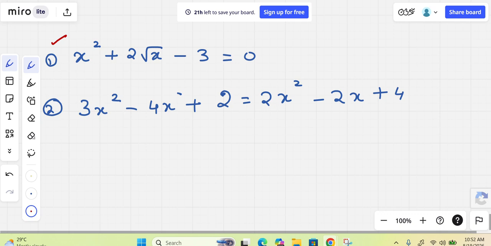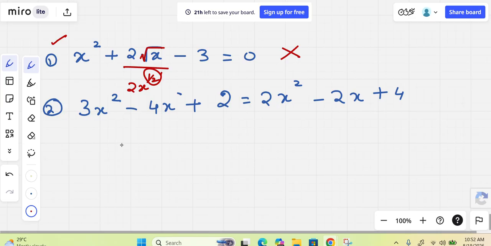No. It is not a quadratic polynomial because here x is raised to 1 by 2. If I remove the root, it is 1 by 2, and the power of a variable cannot be a fraction. The power is supposed to be an integer. So it's not an integer, therefore it's not a quadratic polynomial.